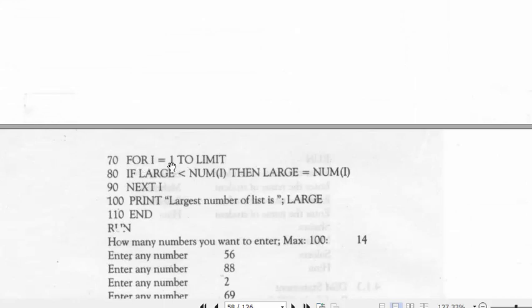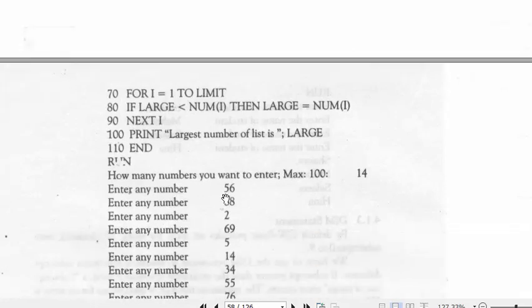For I equals 1 to limit, if large is less than num of I, then large is equal to num of I. Next I. Print largest number of list is large. Run. How many numbers do you want to enter? Max 100. 14. Enter any number. You have added 11 numbers, and at the end the largest number of the list is 88. As you can see in this list, the largest number is 88.